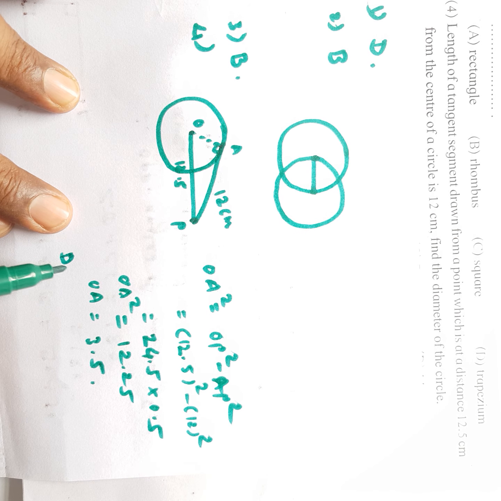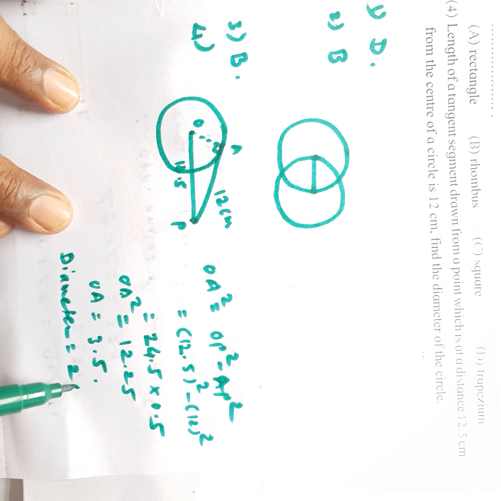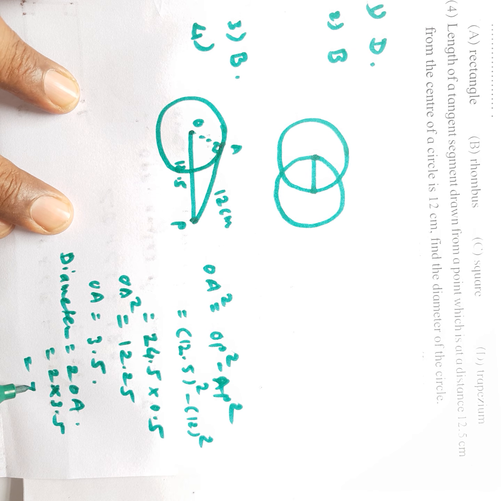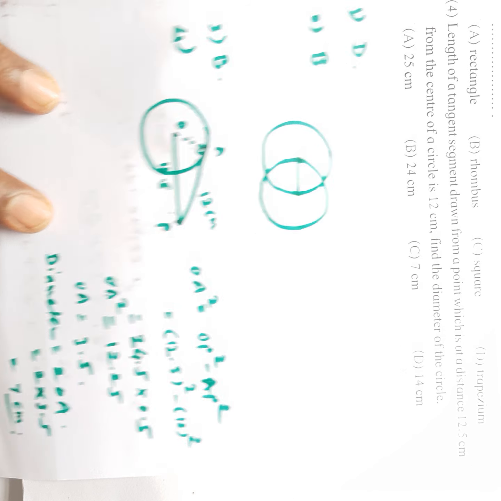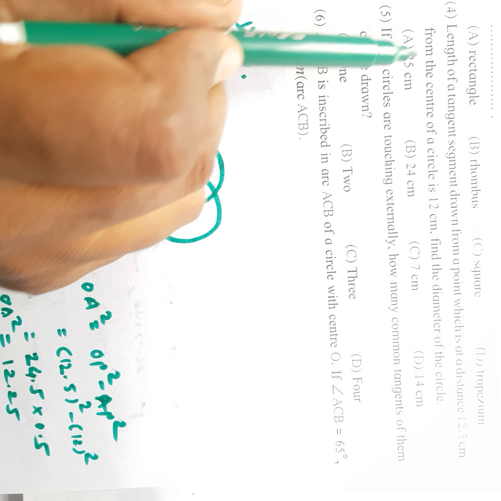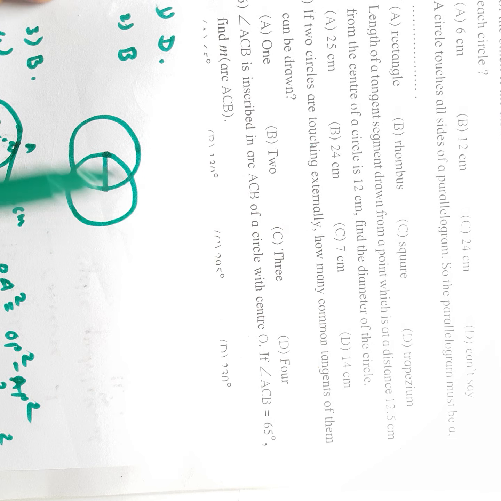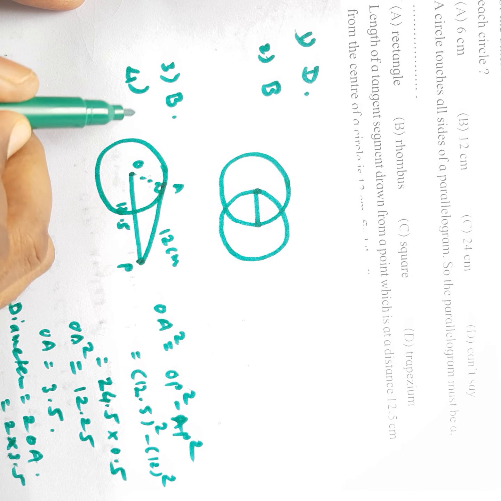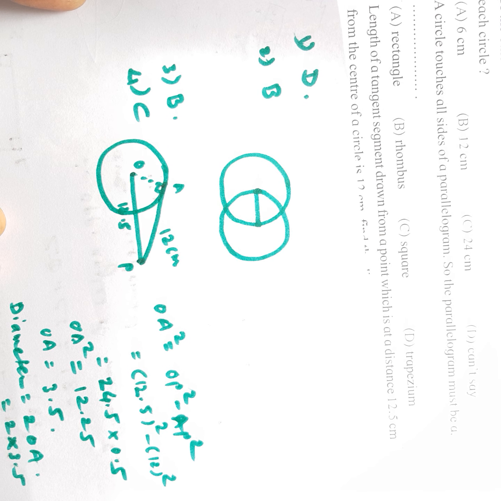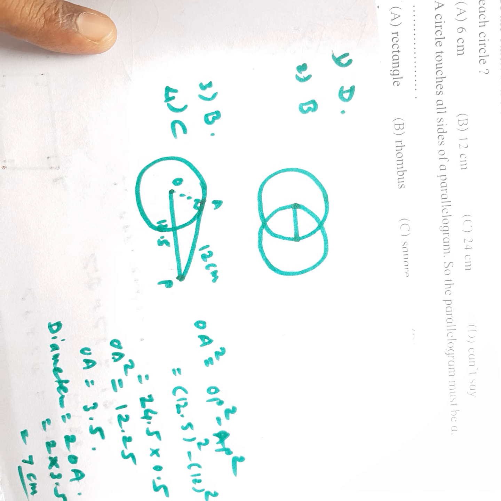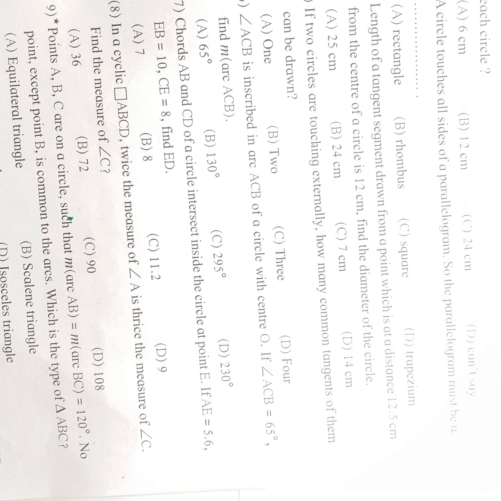We were asked for the diameter, therefore diameter is equal to 2 into radius, that is 2 OA, is equal to 2 into 3.5, which is 7 centimeter. Therefore option C will be the correct option for this fourth example. Then there is the fifth example.